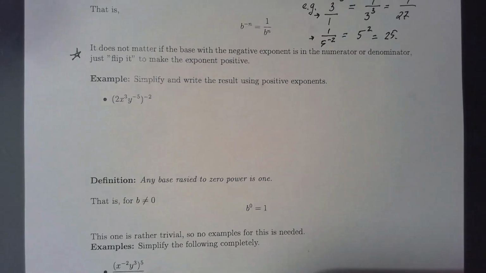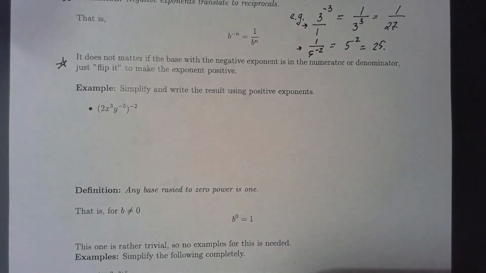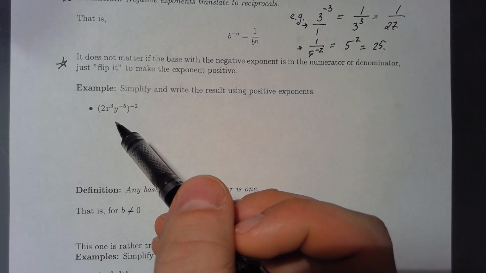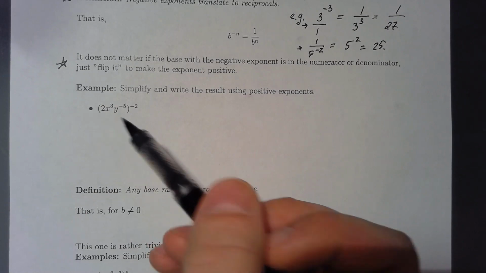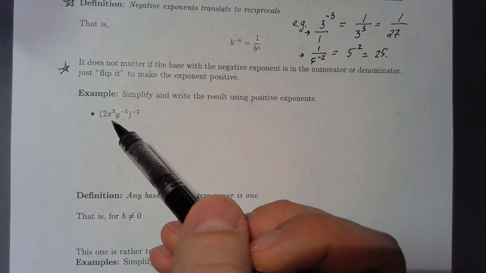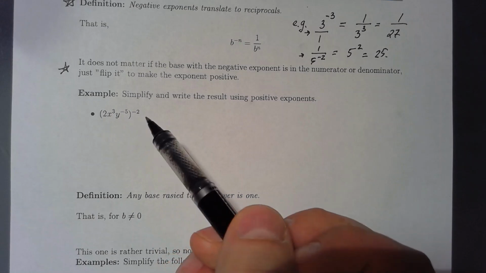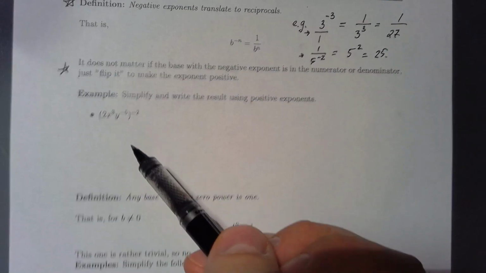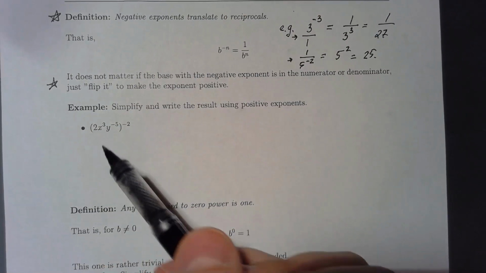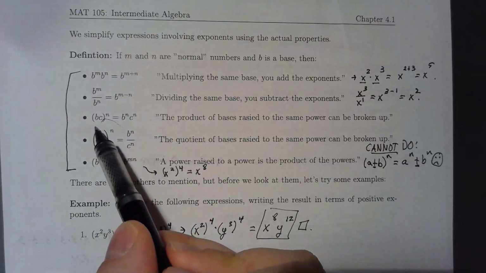Let's look at one here. Okay. So if I want to do this, here's what we're going to do. I want to simplify and write this result using positive exponents. Everything here is being raised to the negative second power. Because this is a product raised to the negative second power, I could use that property. Number 3, product to the power, break it up.